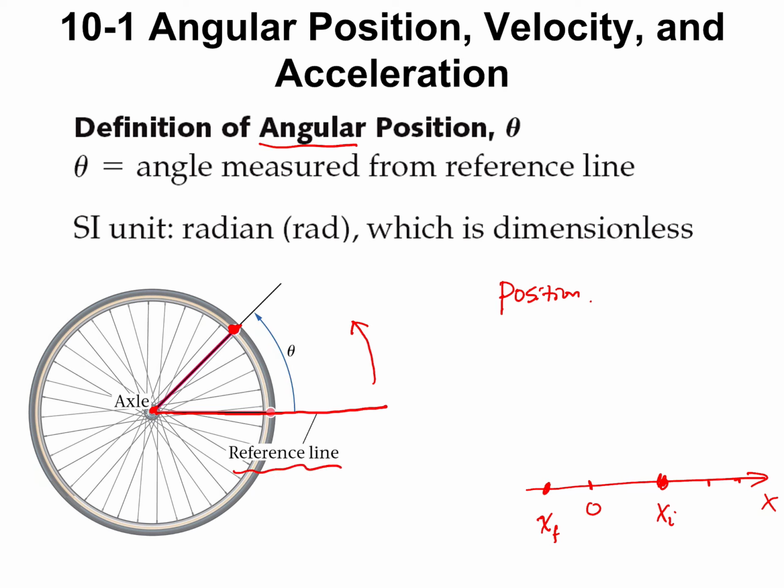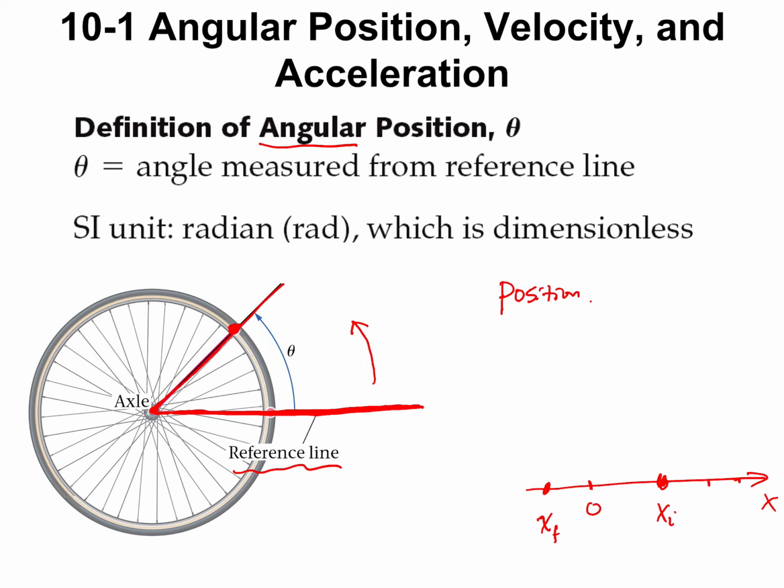Actually, this reference line is arbitrary. You can choose any line. This line must start from the axis, and it's a straight line. By convention, we just choose the positive x-axis as the reference line. So the reference line always overlaps with the positive x-axis. And then for this point, we draw another line, linking the axis and the point of interest together. So this is another line, right?